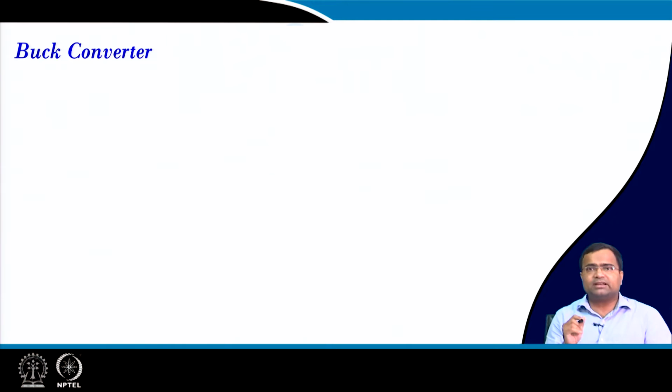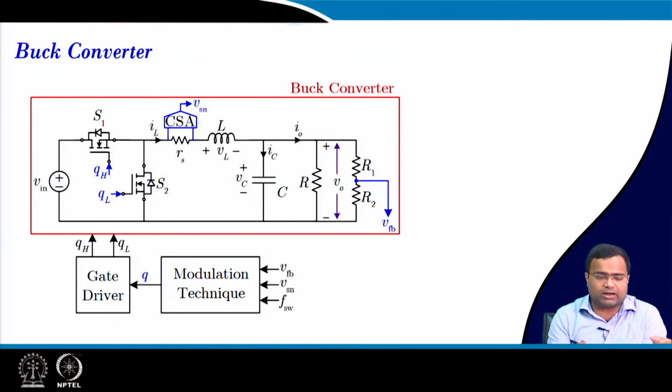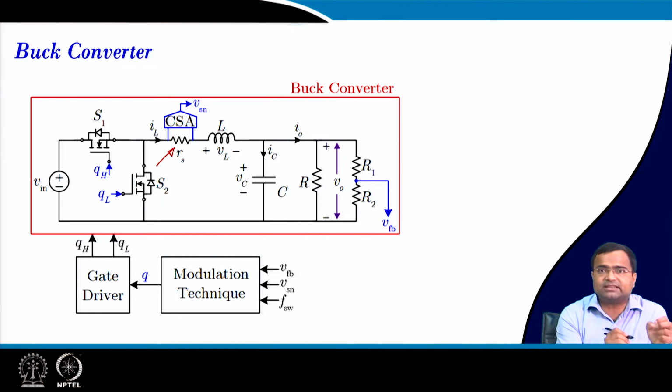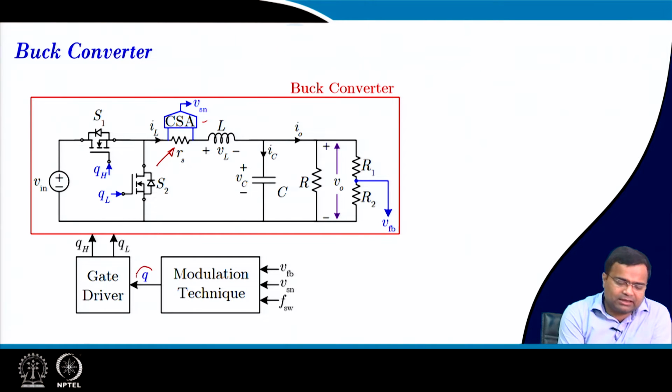First, we will consider a DC-DC buck converter. It is an ideal buck converter, and here we are sensing the inductor current through a sense resistance RS, and there is a current sense amplifier. We may or may not use this current feedback in actual control implementation. If it is an ideal buck converter, then QH is the same as the gate signal Q, and QL is just the complement of Q.